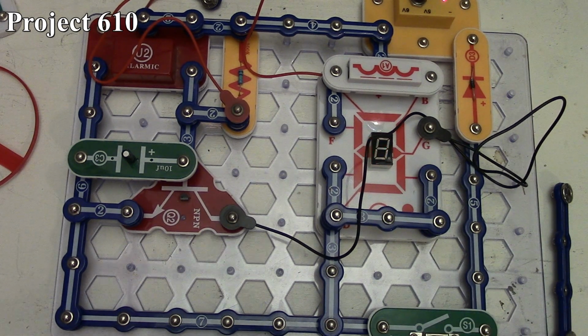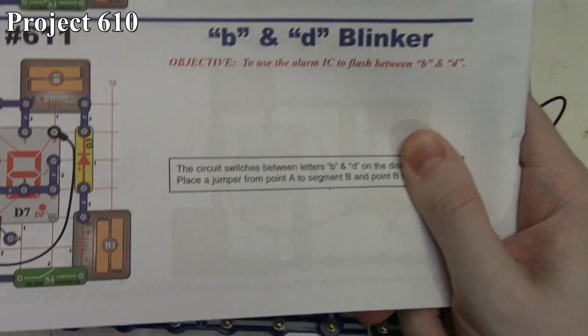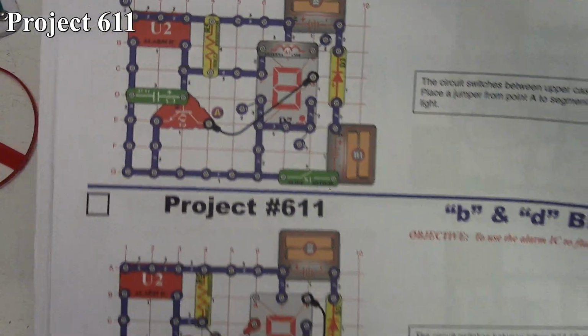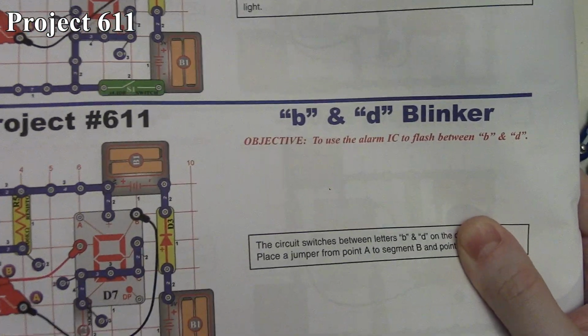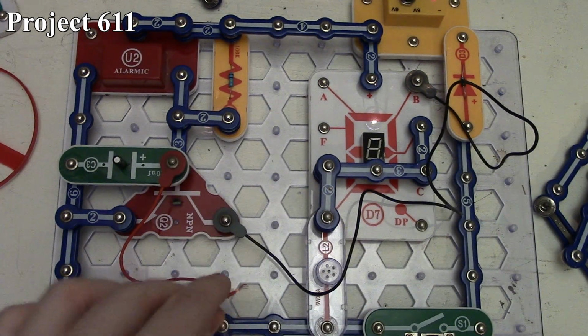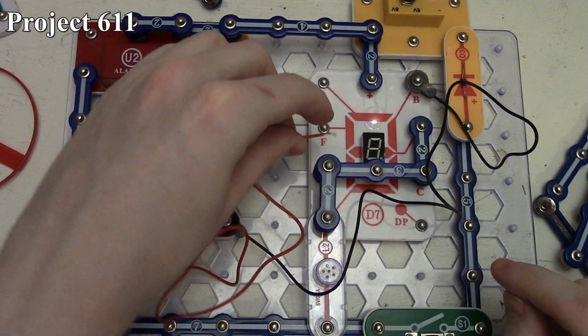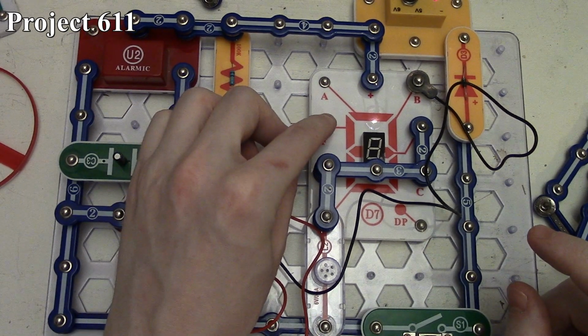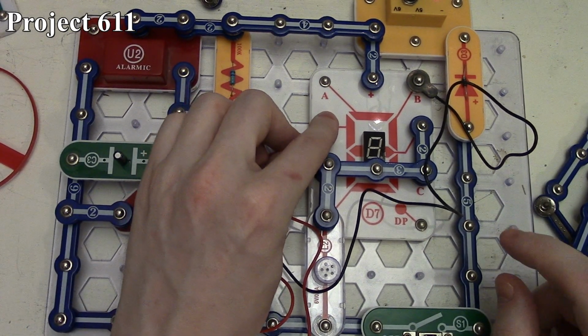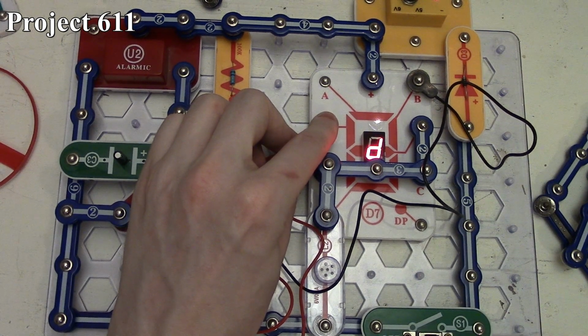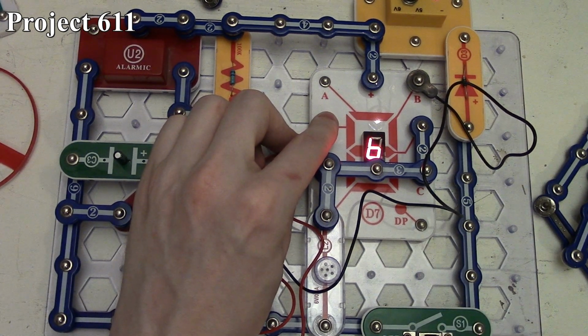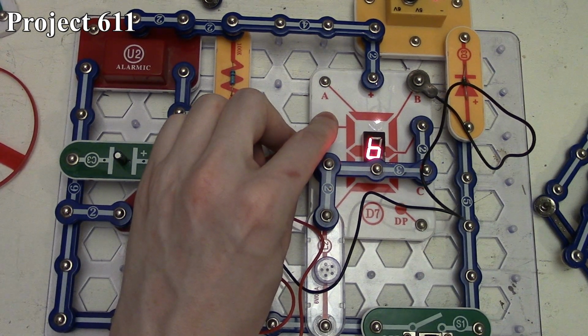So that's how Project 610 works. So Project 611 is the B and D blinker. So here we have Project 611, the B and D blinker. There it is in the book, here it is on the board. So we've changed our connections around in our 7-segment LED. Give a wire there, and we turn the circuit on. Now as the alarm IC and NPN transistor switch, we now alternate between showing a B and a D on our 7-segment LED.